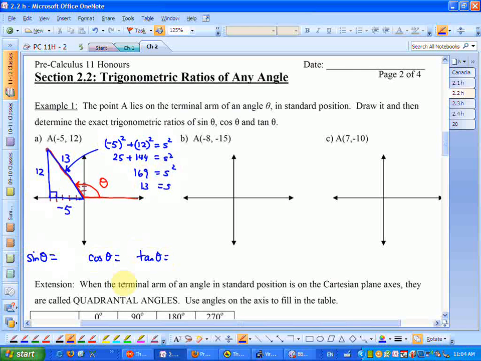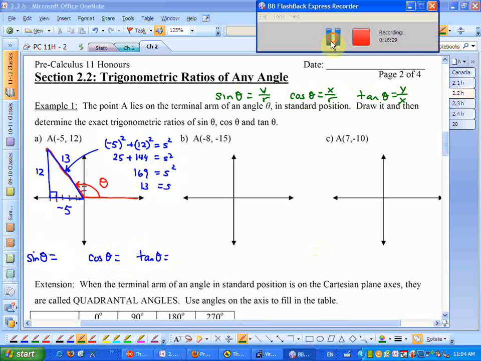Now, your new definitions, once again, if you've forgotten: sine is now y over r, cosine is now x over r, and tangent is now y over x. So I'm going to ask you to try those, please, for number 2.